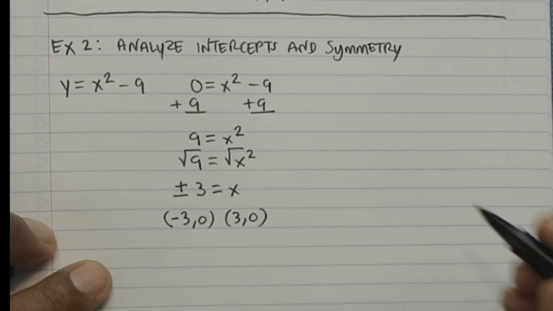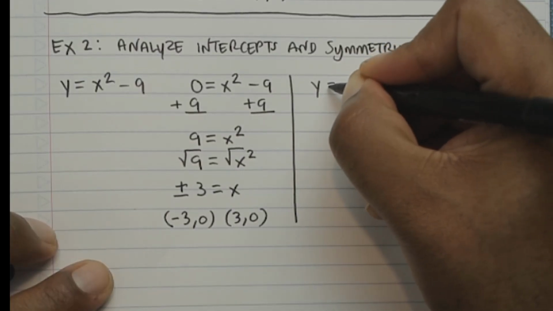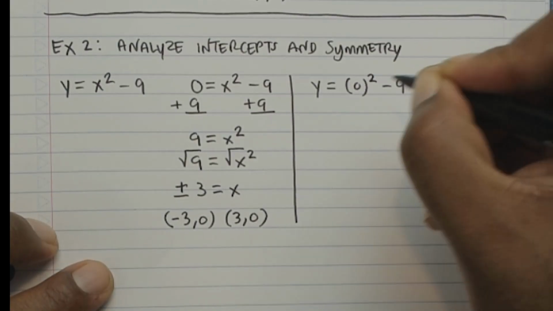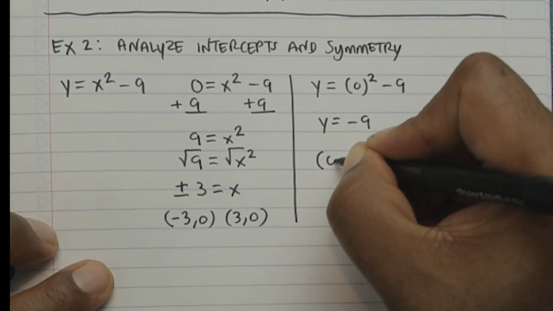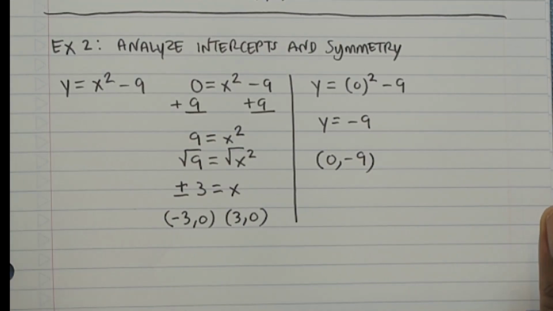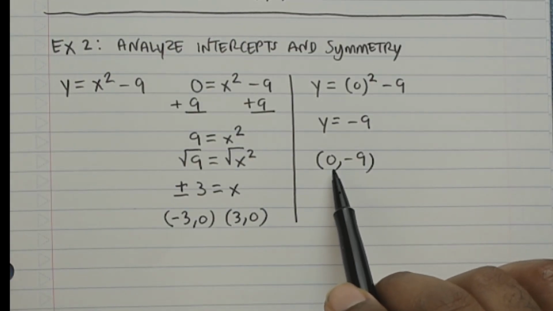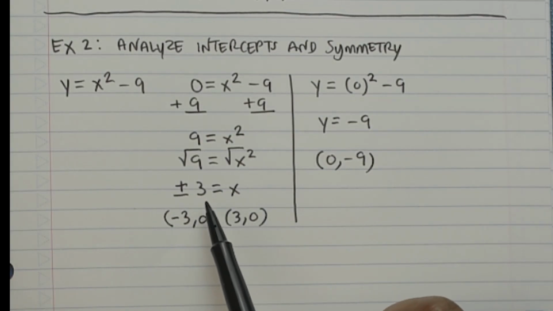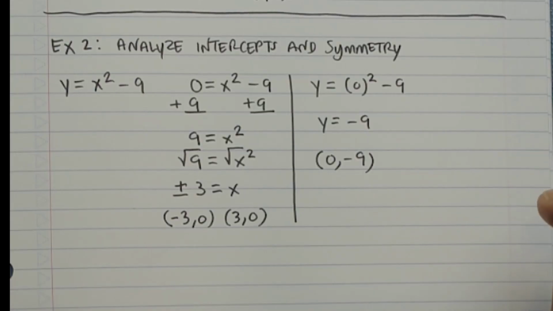Now we want to find the y-intercept. So again, that's y equals 0 squared minus 9. y equals negative 9, so the y-intercept is (0, -9). The x-intercepts are x equals plus or minus 3, or (-3, 0) and (3, 0).